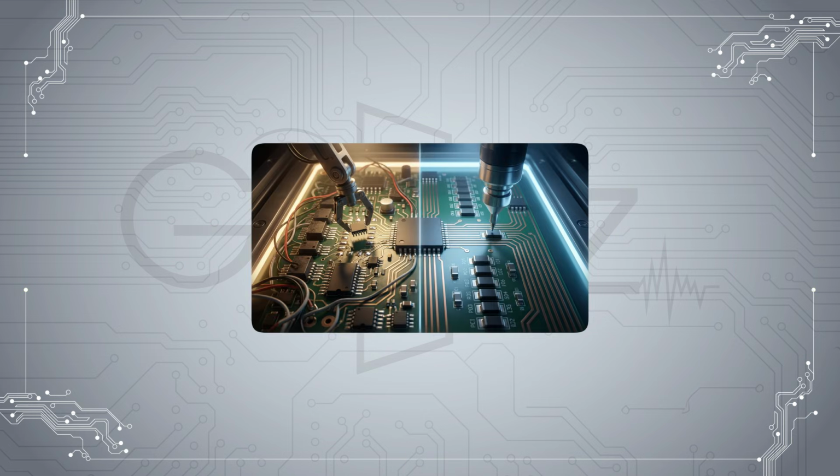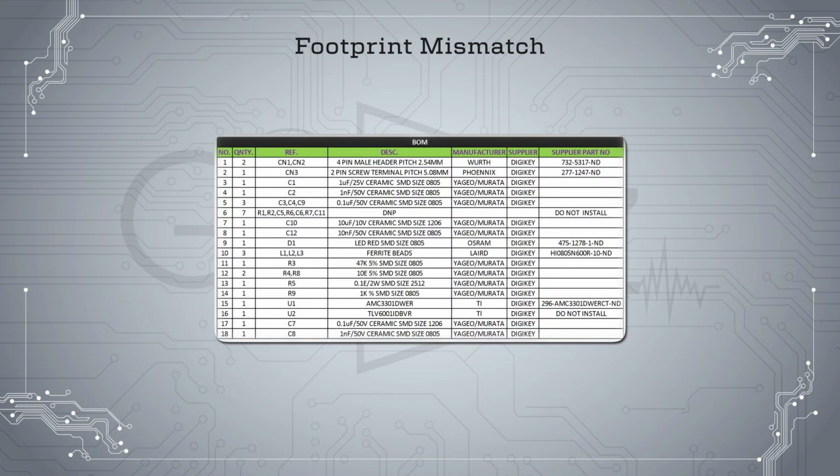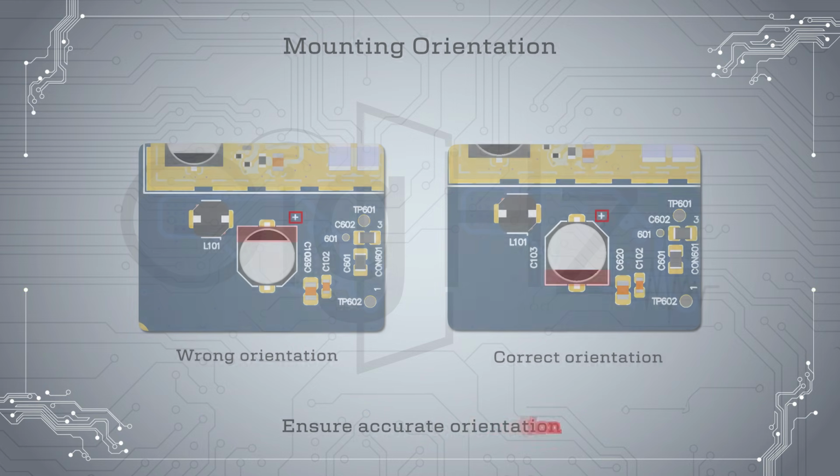Let's explore common design for assembly DFA issues and their effective resolutions. Footprint mismatch occurs when components listed in the BOM don't align with the CAD footprints. Resolution: verify that BOM components match the correct CAD footprints for proper assembly. Incorrect or unclear component orientation can lead to assembly errors. Resolution: update silkscreen and assembly drawings to ensure accurate orientation.